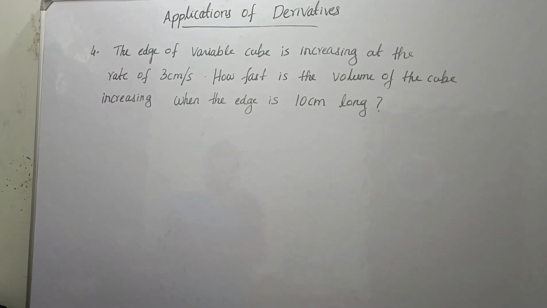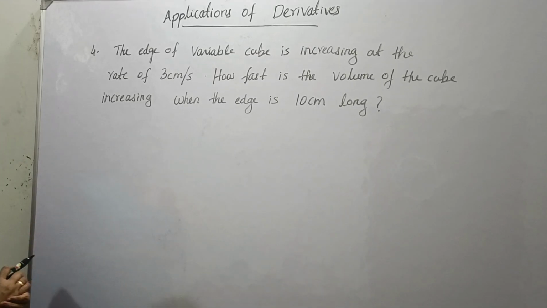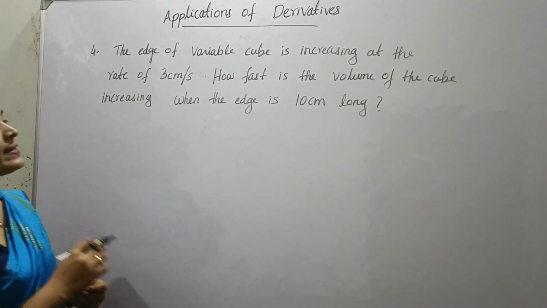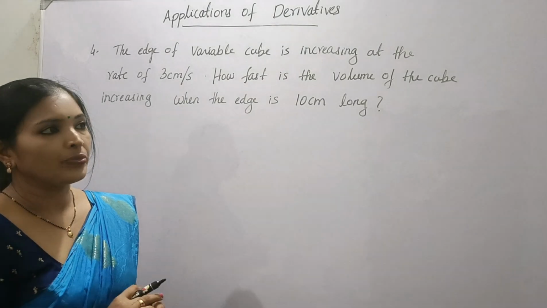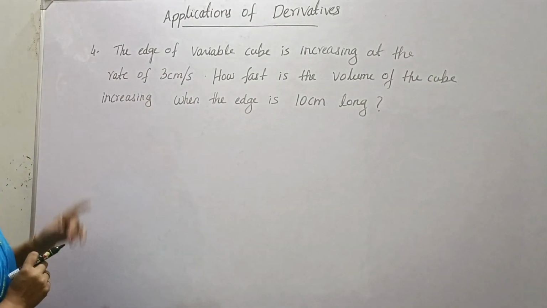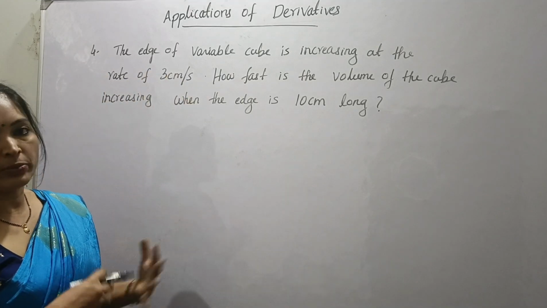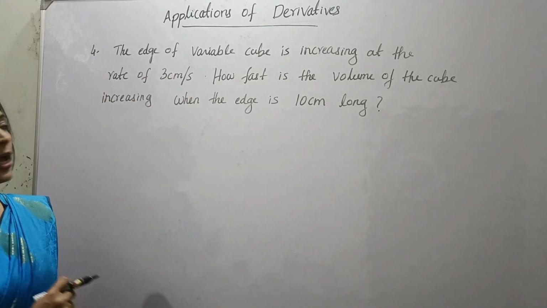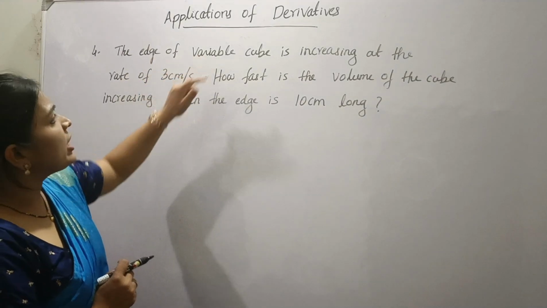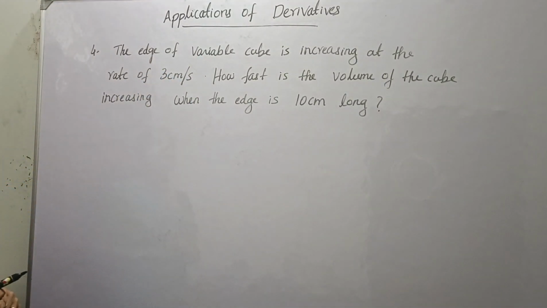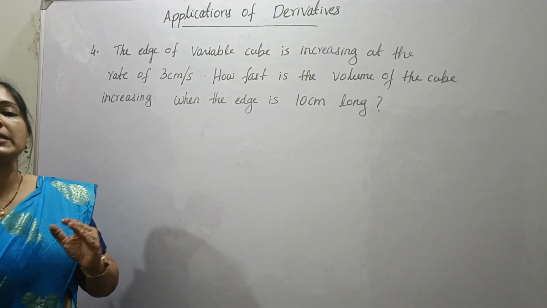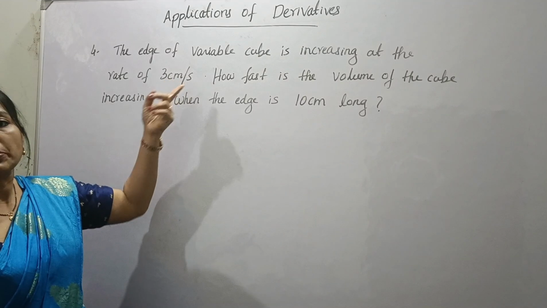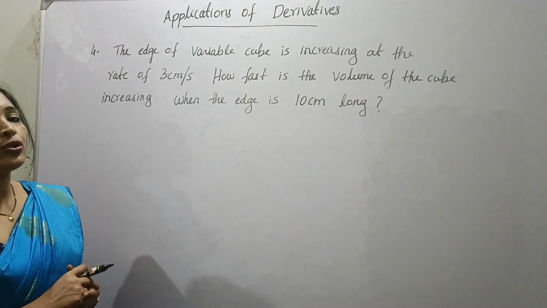The edge of a variable cube is increasing at the rate of 3 centimeter per second. How fast is the volume of the cube increasing when the edge is 10 centimeter long? So here what is given? The edge of a variable cube. Variable cube is not constant, it varies. So the edge of a variable cube is increasing at the rate of 3 centimeter per second. Okay, so here the side of the cube is increasing at the rate of 3 centimeter per second. So what we have to find?